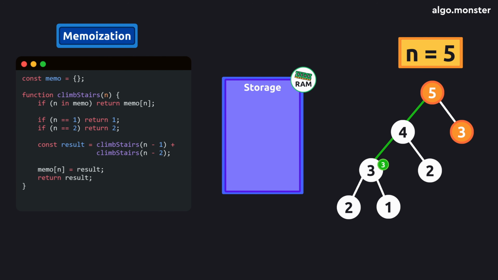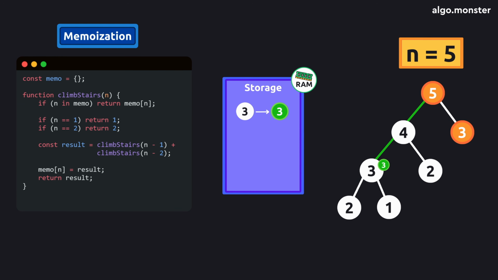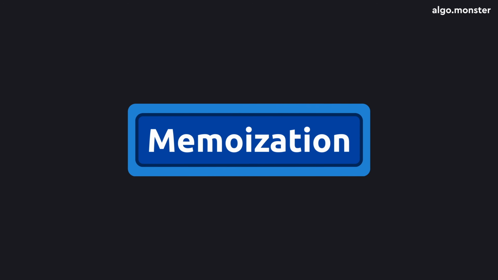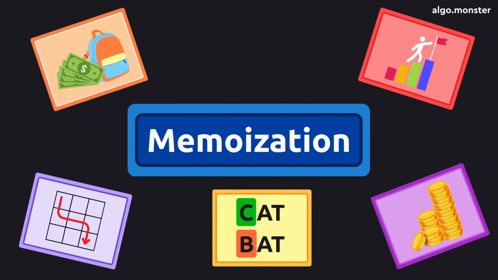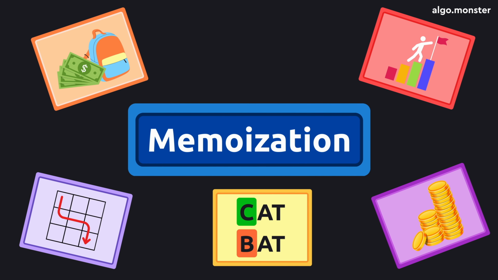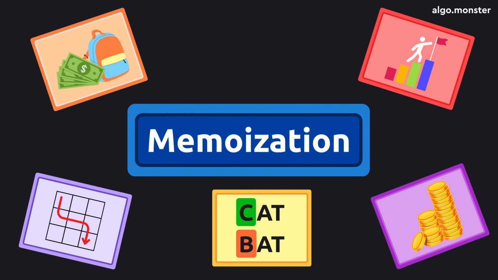We still solve the problem top-down, but every answer we discover gets saved, so future calls can just grab it from storage instead of doing the work again. In practice, memoization is one of the fundamental and most powerful techniques in dynamic programming. It shows up in a huge number of problems and can dramatically speed up solutions.